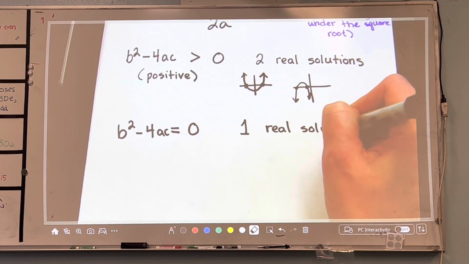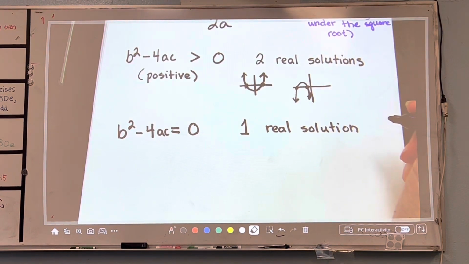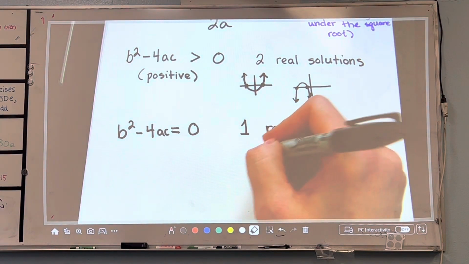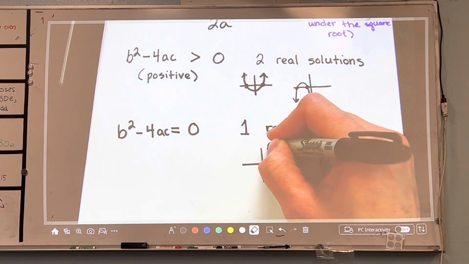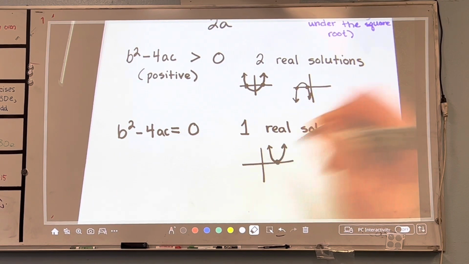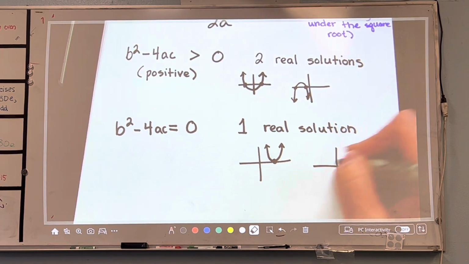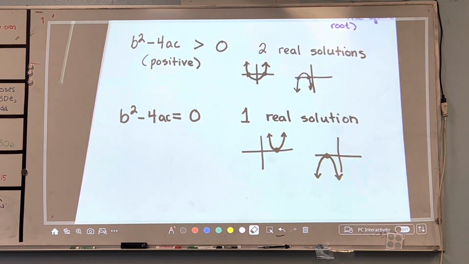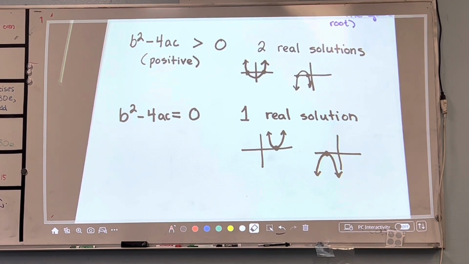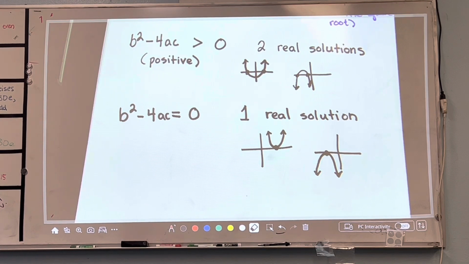Is your solution the same thing as that weird R symbol? No, that's real numbers. I'm just saying, if I was to ask you how many solutions are there or describe them, what this means is that your vertex is sitting right on the x-axis. There's only one solution, something like that, or it might be upside down. When you have one real solution, it is just sitting on the x-axis like that. Somebody decided that we need imaginary solutions too, so now we have to differentiate.